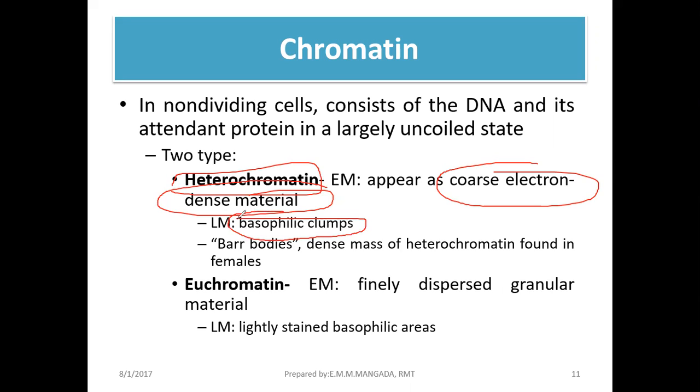Guys, bakit basophilic? Kasi they absorb stains that are positively charged, basically because they are negatively charged structures. Okay, so Barr bodies is an example of that. So your Barr bodies are actually dense mass of heterochromatin found in females.